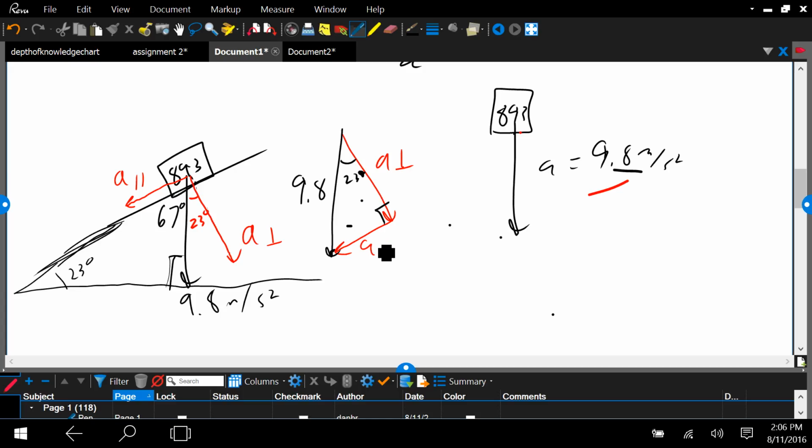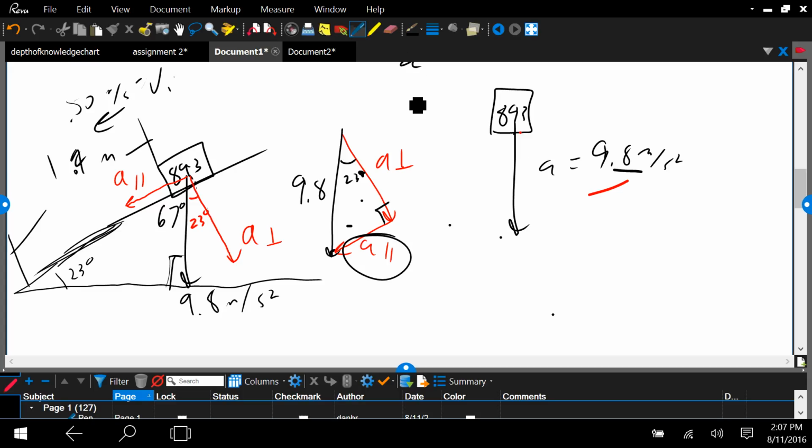And in this problem, I only care about the A parallel because I care about how much this block is going to accelerate down the hill in the direction of this 1.9 meters. Okay, that is the direction that it is heading. And it's going to move that way with an initial speed of 0.5 meters per second. Right, that's its velocity initial downhill. So as it's going that way, let me go ahead and solve for this at this time.